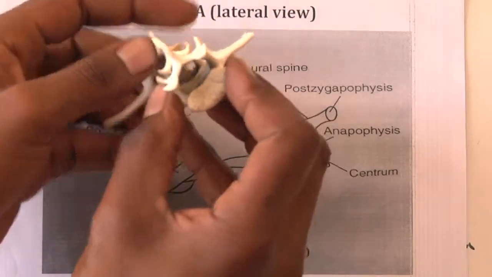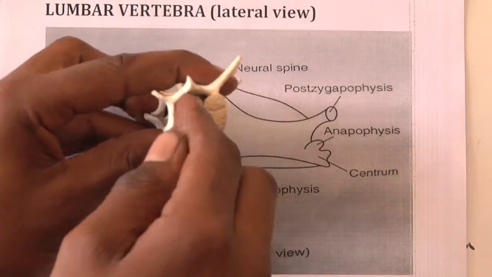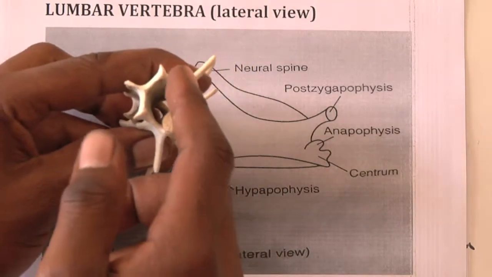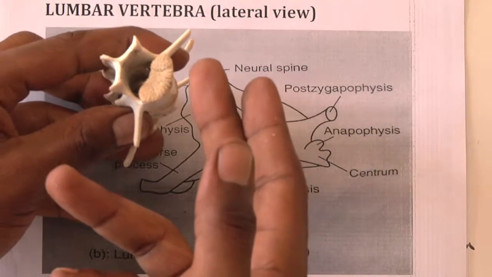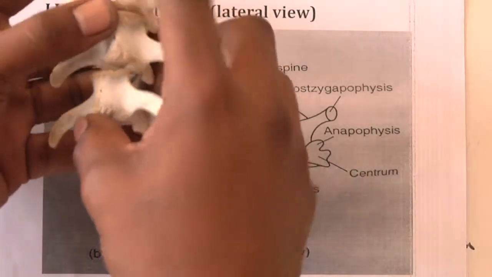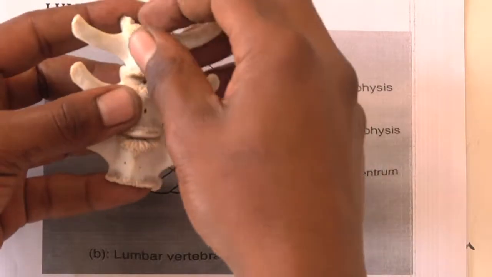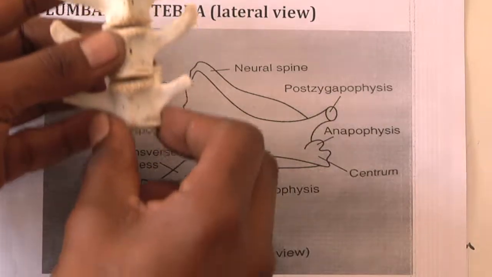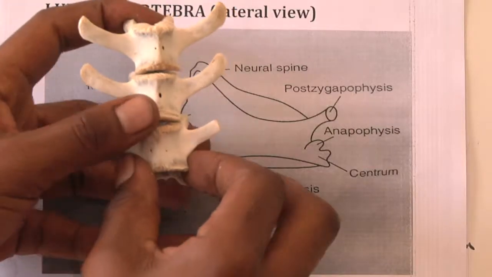Then when you have a look at in between here, you can see the neural canal whereby the spinal cord is going to be passing all the way from the skull, where we have the cervical vertebrae, until we reach the sacral vertebrae. Then this is the centrum. Let me just turn it. This is the centrum that is going to assist in supporting the body weight. So these are just 3 examples of the lumbar vertebrae.